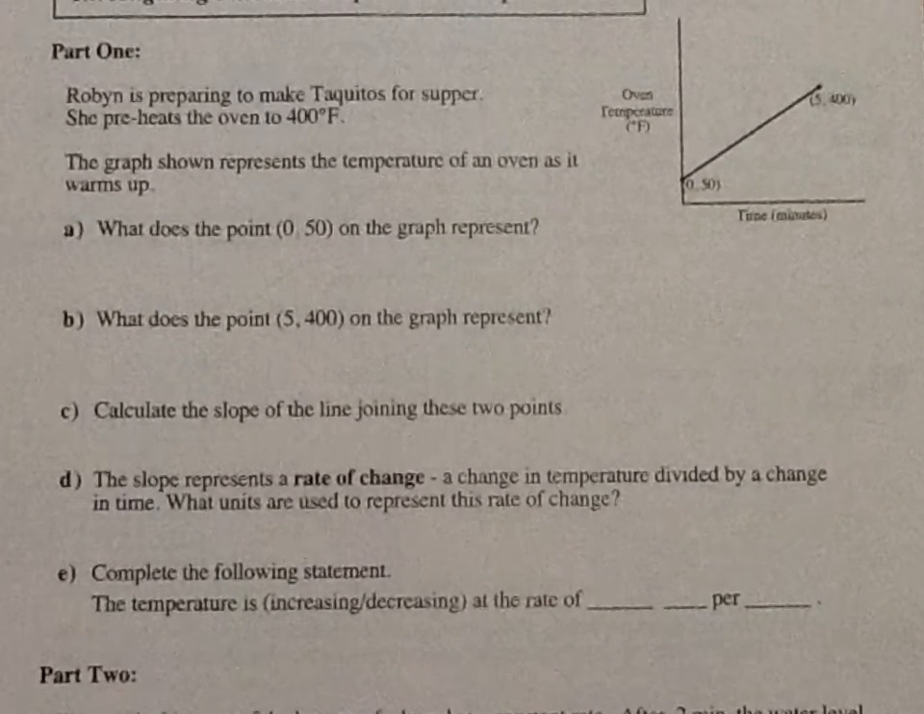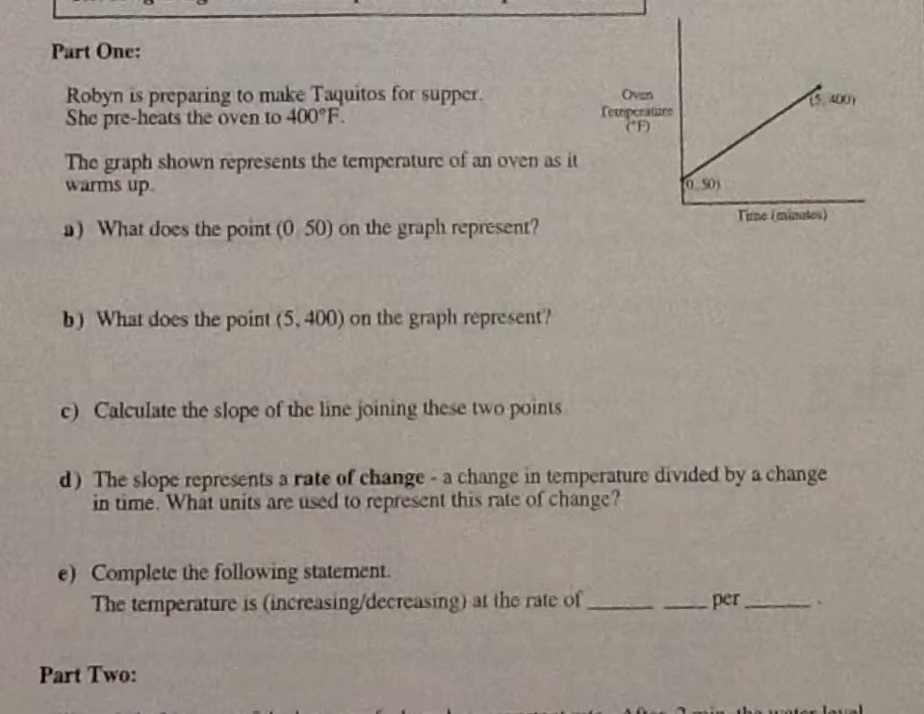So Robin is preparing to make taquitos for supper. Not very healthy, Robin. She preheats the oven to 400 degrees Fahrenheit. The graph shown represents the temperature of an oven as it warms up. What does the point 0, 50 on the graph represent?